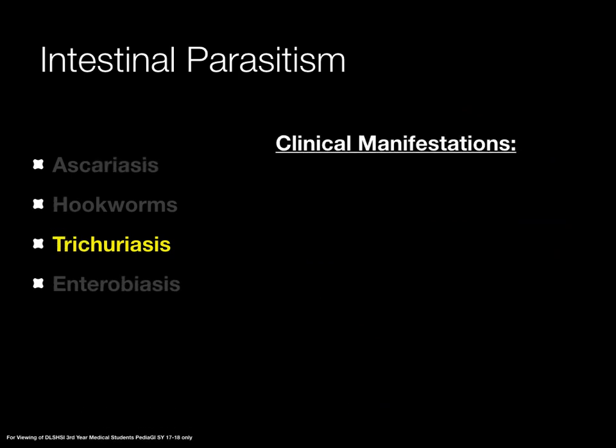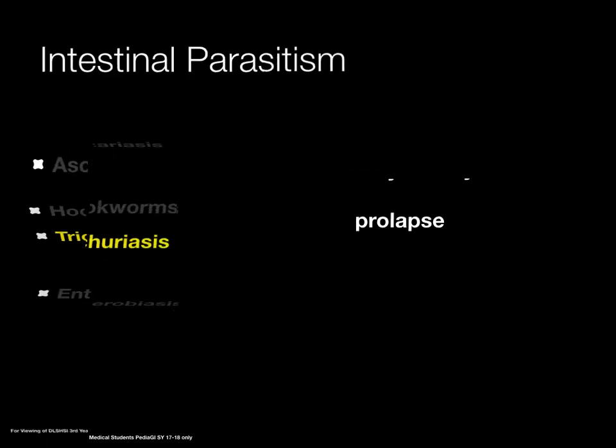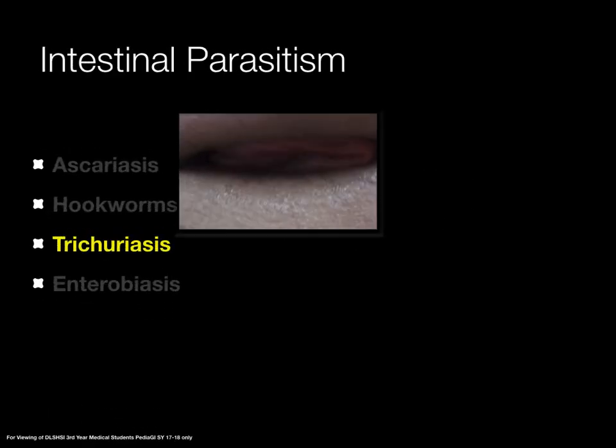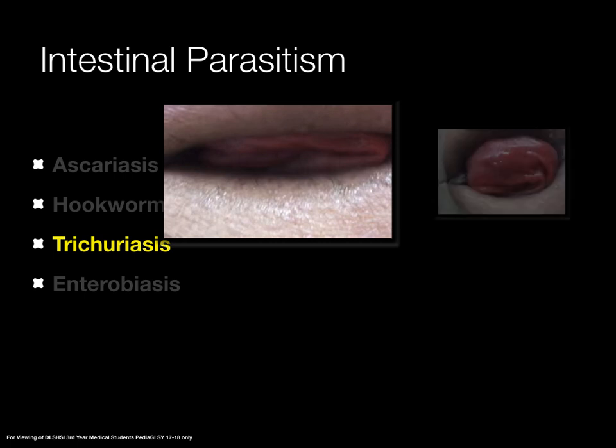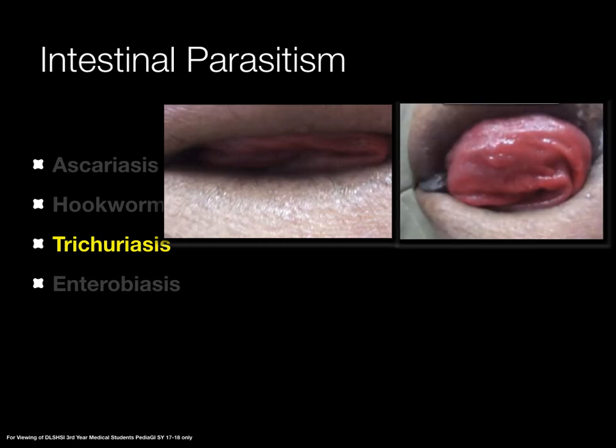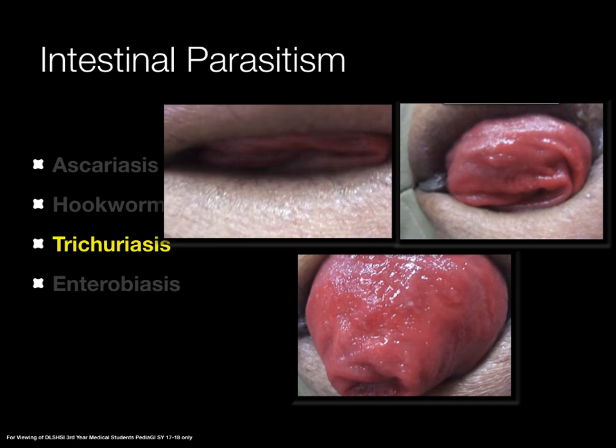Clinical manifestation is chronic dysentery and rectal prolapse. These are the photos of rectal prolapse. The one in the bottom is the most severe form of rectal prolapse.